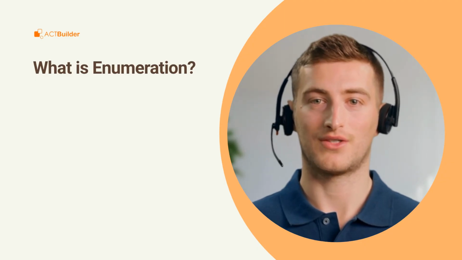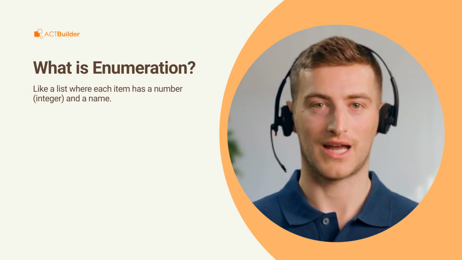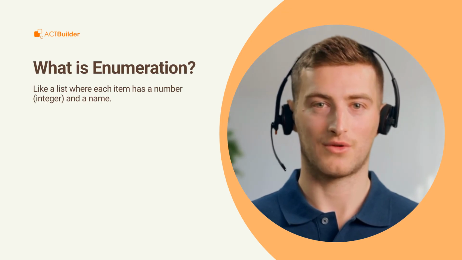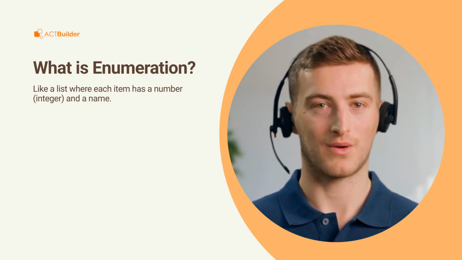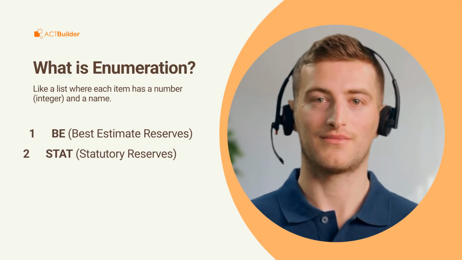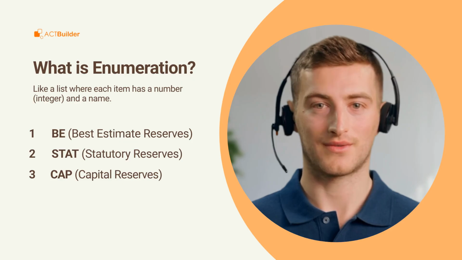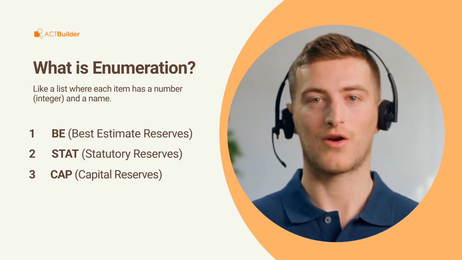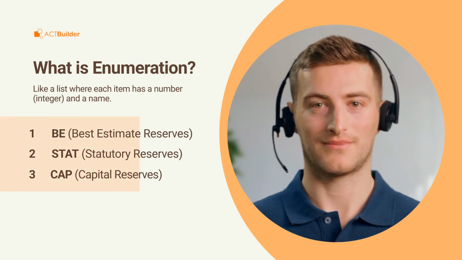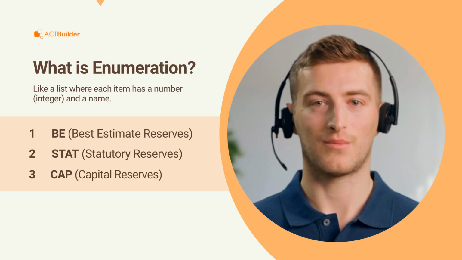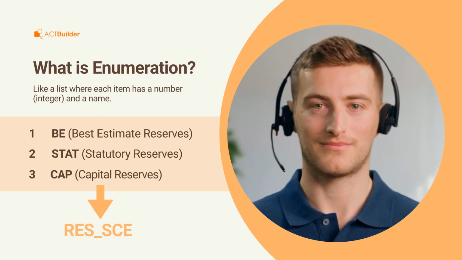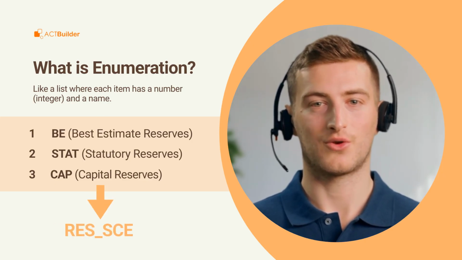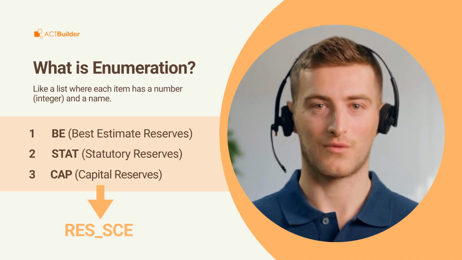If you haven't come across enumerations before, here's a simple way to think about it. An enumeration is like a list where each item has a number and a name. For example, in a reserve calculation scenario, 1 might represent best estimate reserves, 2 for statutory reserves, and 3 for capital reserves. Instead of hard-coding numbers like 1 or 3 and trying to remember what they mean, you can use pairings to an enumeration, as shown on the screen. Enumerations will be useful when we define conditions for an if statement.